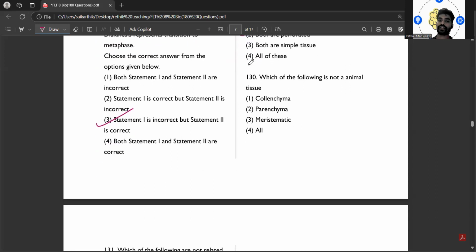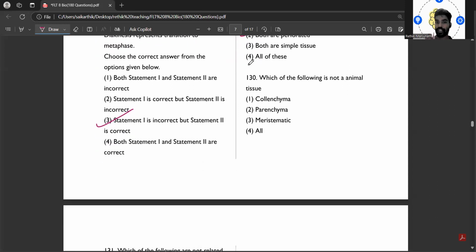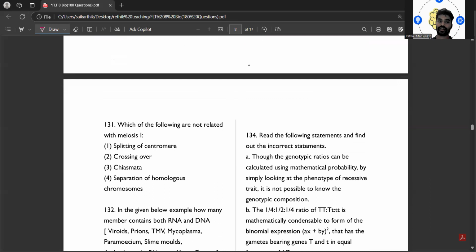Next is 130. Which of the following is not an animal tissue? You have to answer me here, because all of them are not animal tissues, right? Collenchyma, parenchyma, mesenchyma, meristematic tissue. These all are plant tissues, not animal tissues.